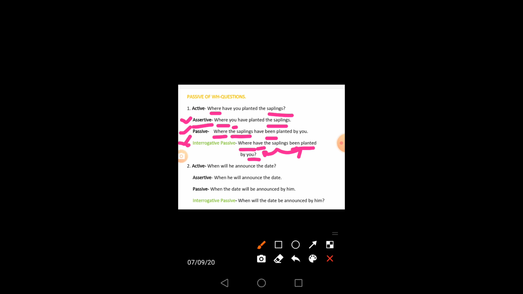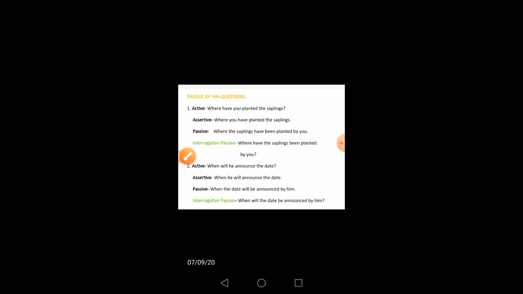Come to the next step. Next example, example number 2, active form. When will he announce the date? So see here, will he, and when is the WH word. After when, will he announce. So he is the subject, before the subject is will, and after the subject is announce. So, when will he announce the date? It is the active form but interrogative form also.